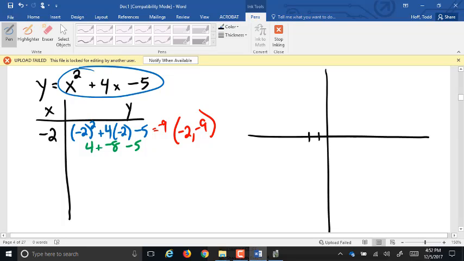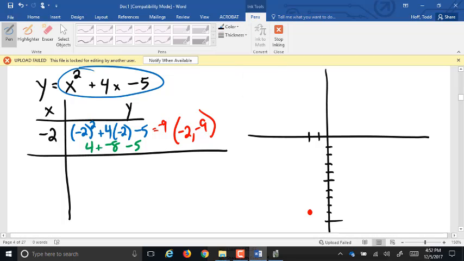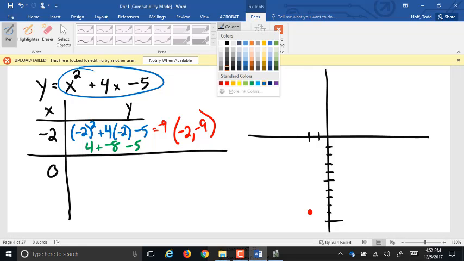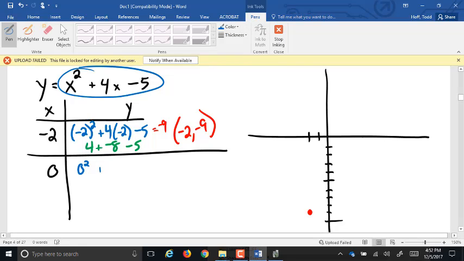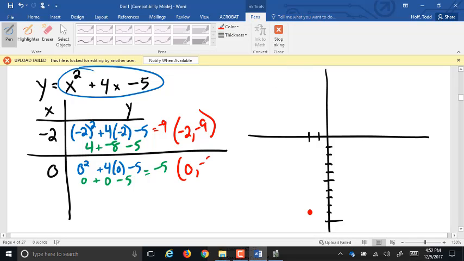So at -2, we go over to -2, we go down to -9, right there. That's a point on the graph. Let's see what happens at 0. So it's going to be 0 squared plus 4 times 0 minus 5. Well, that's easy. 0 squared is 0. 4 times 0 is 0. Minus 5 is negative 5. So when x is 0, y is negative 5. So 0, negative 5 is right there.